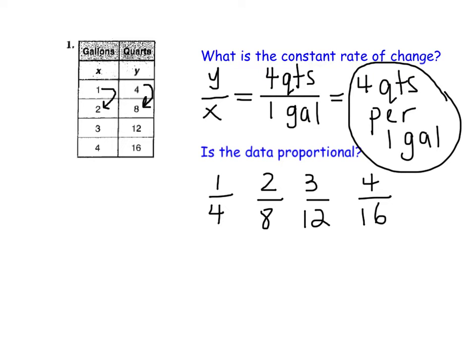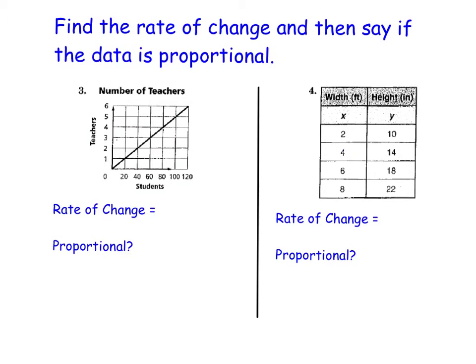Now, if all of these rates are equal, then that means our data is proportional. Since 1/4 does equal 2/8, which equals 3/12, and equals 4/16, we say yes, the data is proportional. Let's go ahead and try a couple more together.